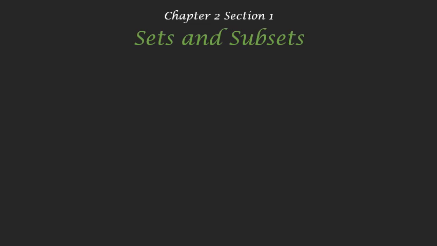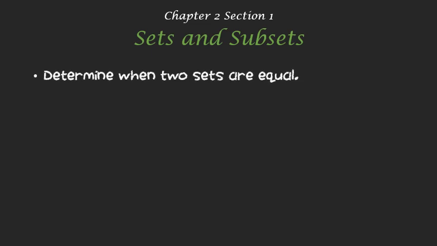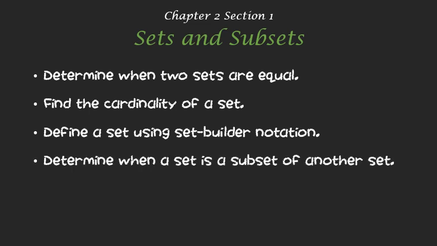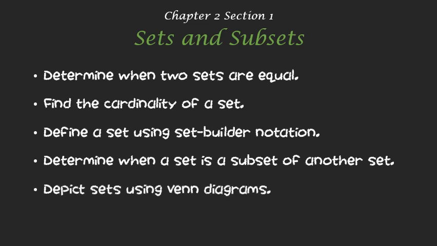So if you haven't already, make sure you read through this section of the text, familiarize yourself with the definitions, and look at a few examples. After this, we'll be able to determine when two sets are equal and understand what equality of sets means, be able to find the cardinality of a set, define a set using set builder notation and understand how set builder notation is used. We'll be able to determine when a set is a subset of another set. We'll depict sets using Venn diagrams, and finally we'll compute the power set of a set.